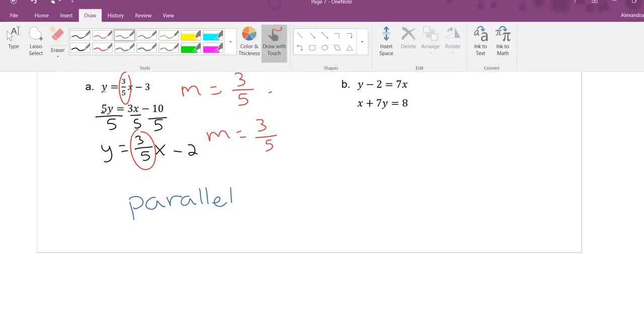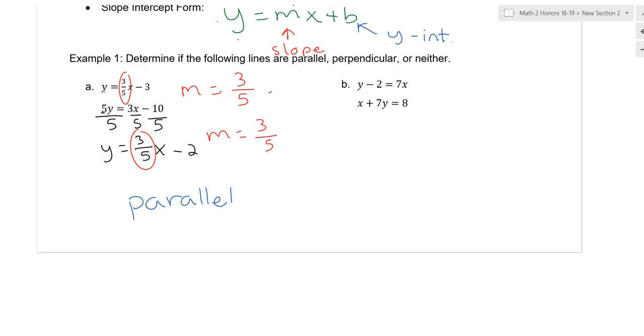Alright, let's look at our next one. We have y minus 2 equals 7x. This one is not in slope-intercept form. Again, slope-intercept form, y has to be by itself. Right now, y has a minus 2 with it. So I'm going to add 2 to both sides.